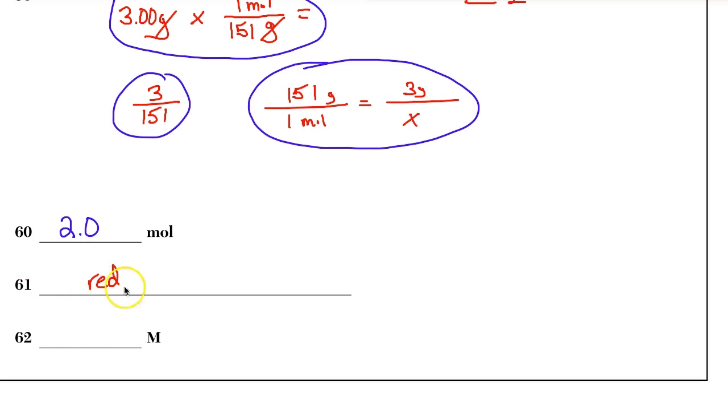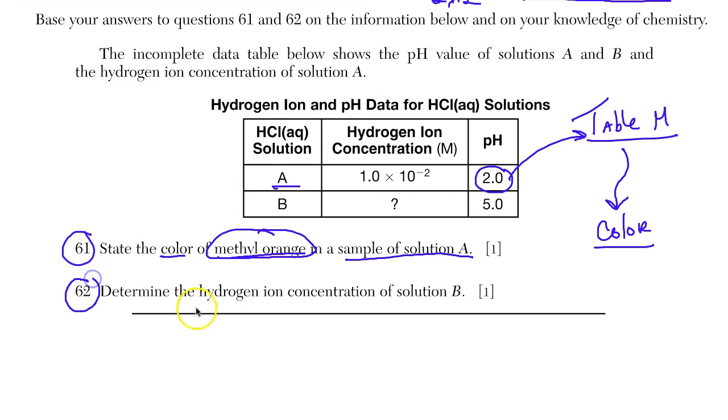So in 61, I couldn't help myself, I used red ink to say red. Number 62: determine the hydrogen ion concentration in solution B. The pH is 5. What does the pH mean? The pH means negative log, which is a fancy way of saying take the positive value, the P, of the H plus ion concentration. Look, in the example they gave you here, pH is 2. So if I have the actual concentration of the hydrogen ion, take the positive value of the exponent. We took the positive value of the hydrogen ion concentration, and we made it a 2. How do we go back?